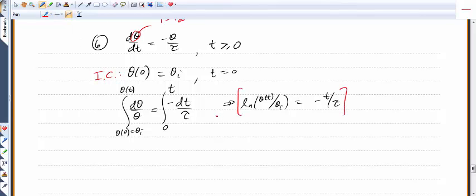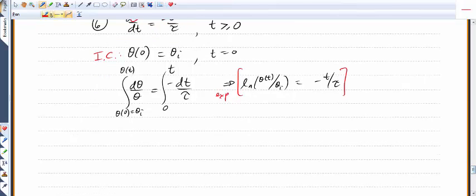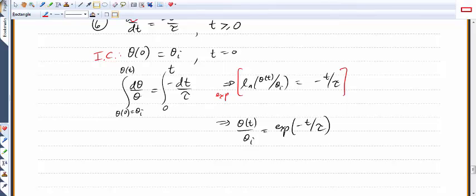To simplify this out, take the exponential of both sides. Exponential of a natural log gives you the values inside the natural log. So this becomes theta at time t over theta I is equal to the exponential of minus t over tau. And that's your answer.